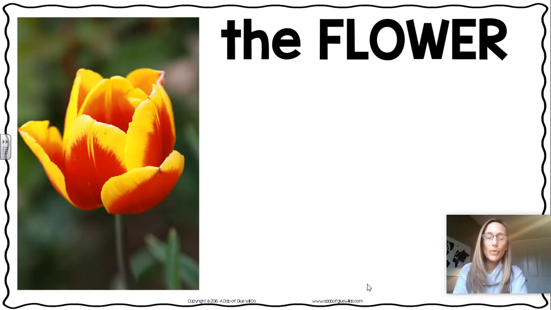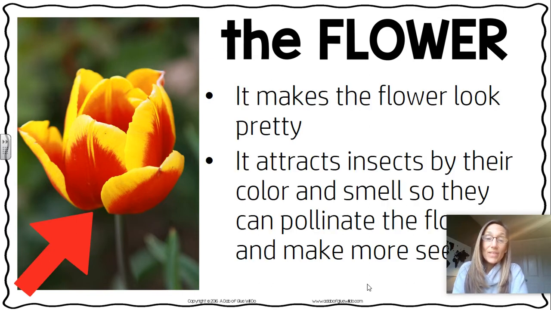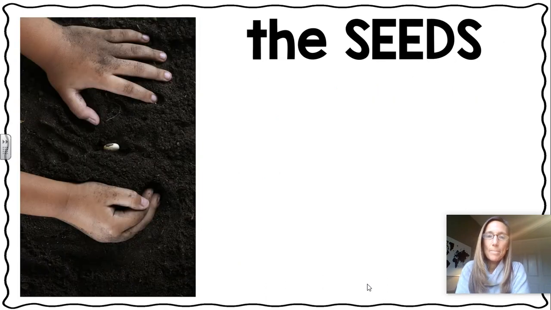Now that we've labeled the plant, let's talk about each different part. First, we'll talk about the flower. Of course, the flower makes the plant look pretty, but why? There's a reason. It attracts insects by their color and smell so they can pollinate the flower and make more seeds. So, bees go from flower to flower and they take pollen from one flower to the other because without pollen, you could make no new seeds and there would be no new baby plants.